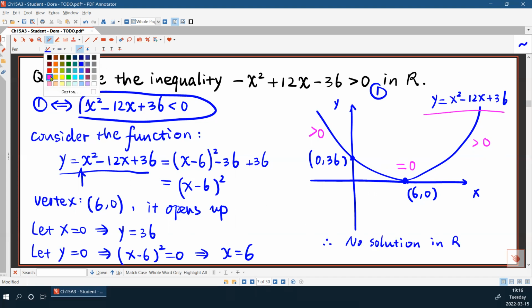And we can also express this in the interval form, which is x belongs to the empty set, which means there is no such x that can fulfill such an inequality, right?